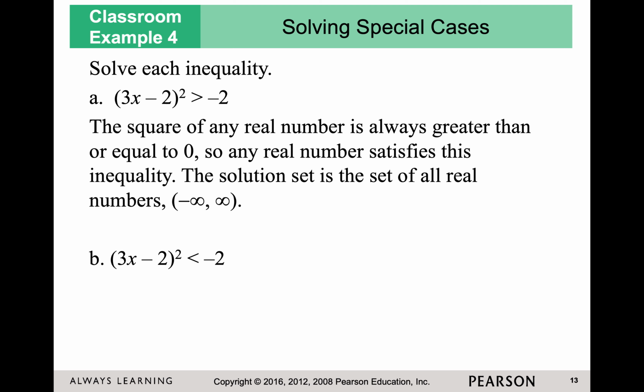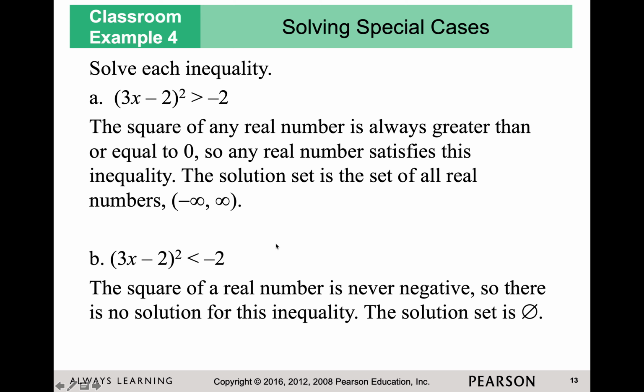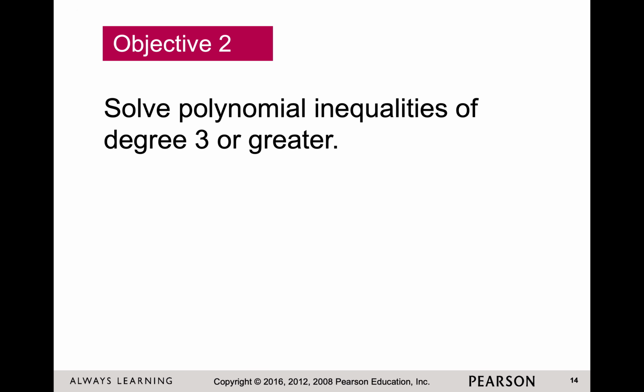So some of these questions, you may have to think your way around them, because if you solve them traditionally by hand and launch directly into it, you might miss a problem. And then in part B, I have the opposite situation where I'm squaring something, it's never going to be less than -2. So there's nothing I can do there.